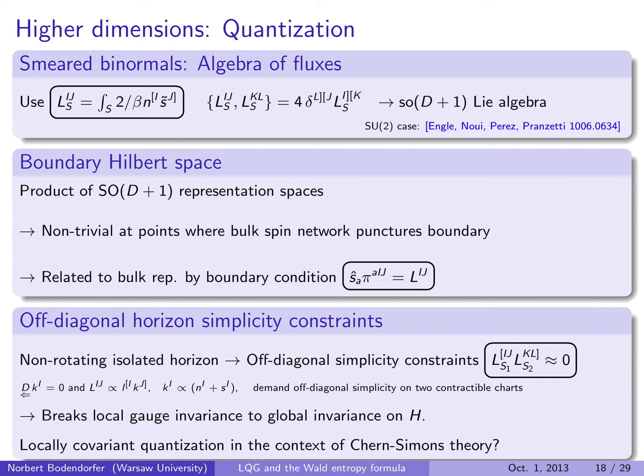By this boundary condition, we also get that the representation on the horizon is the same representation as that of the incoming spin network edge. Okay. Then there's another constraint you want to impose, which is the off-diagonal horizon simplicity constraint. You can derive this constraint by looking more closely at the properties of a non-rotating isolated horizon.